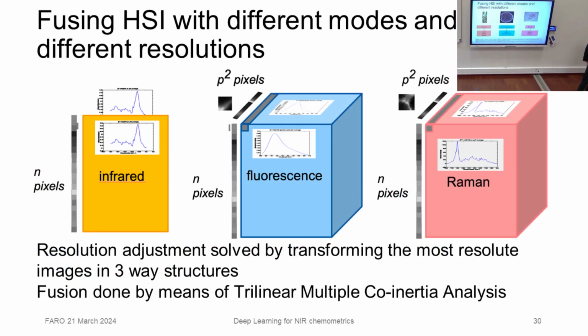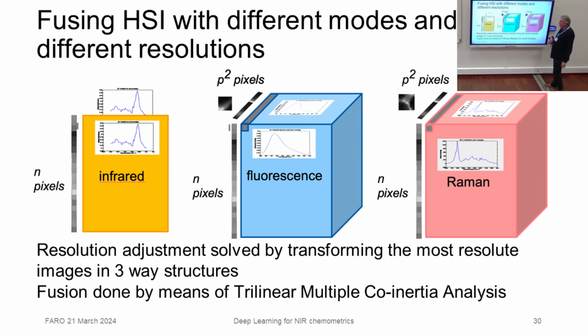Another example is fusing different hyperspectral images with different modes and different resolution. Here we have infrared, fluorescence, and Raman. And these images are from different modes, so different spectra, but also have different resolution. So the problem is to fuse images with different resolution.